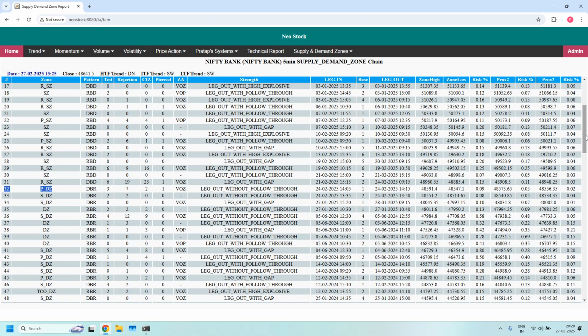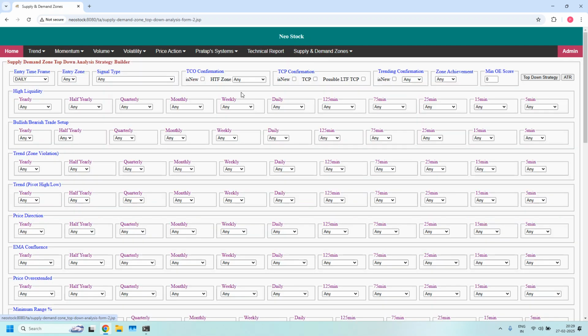So this is about Bank Nifty supply demand zone chain. Next we will move on to bullish and bearish trade setups for weekly, daily and hourly income trades. For weekly income trade bullish trade setup, entry time frame 75 minutes, entry zone demand zone. In bullish or bearish trade setup at 75 minutes I am selecting bullish.